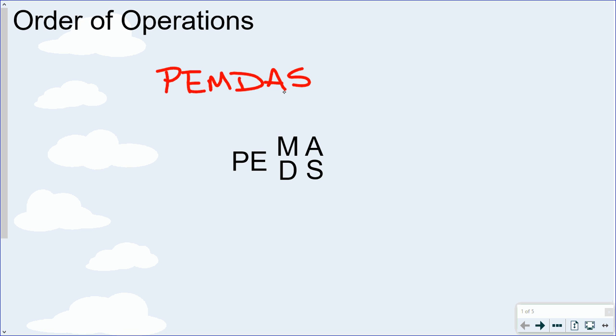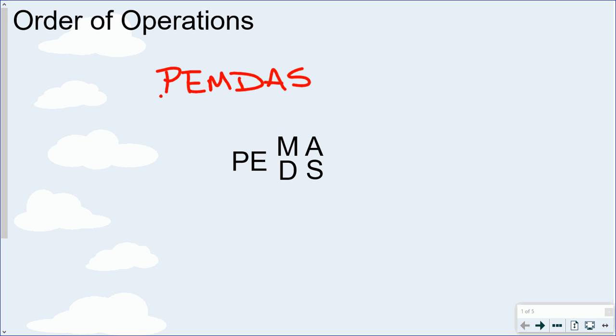And the purpose of this is to tell us what order to do math in, so that if we're all given the same problem, we will all get the same answer. So it's not like reading, where you just read from left to right. In math, we don't just do it from left to right. We follow what's called the order of operations.